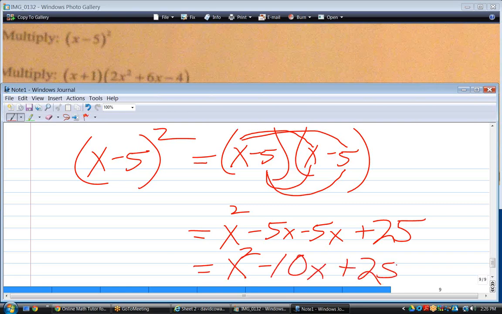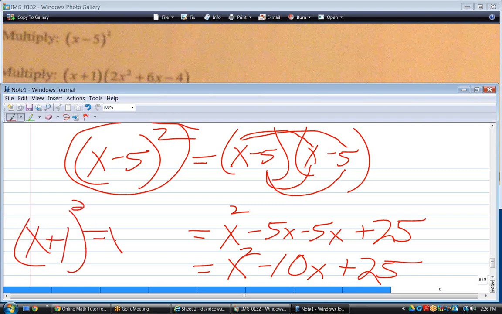There is always a middle term. Whenever you take a binomial, x minus 5 or x plus 1 or x minus 10, it doesn't matter, if you square it, you're always going to have a middle term. And most people want to drop it. Most people want to say x plus 1 squared is x squared plus 1. It is not. It is x squared plus 2x plus 1.